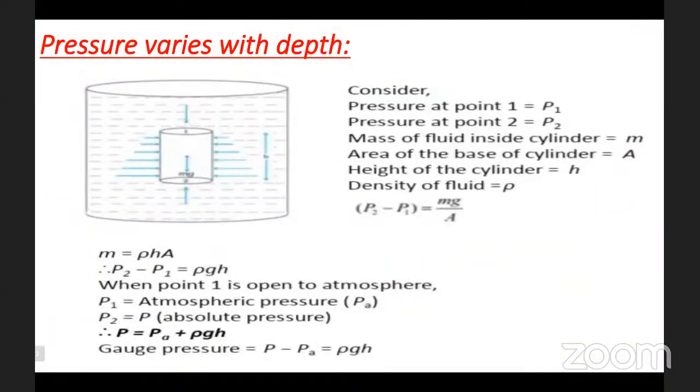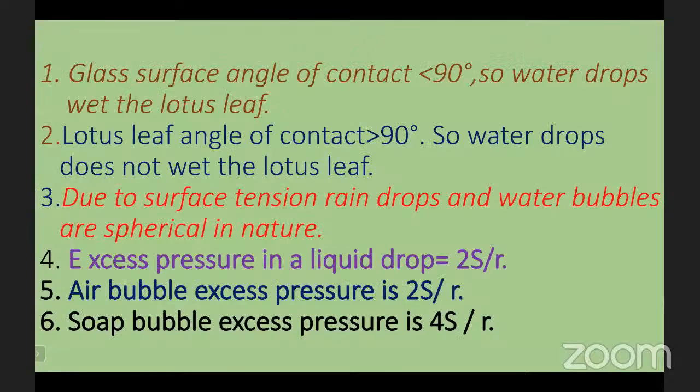Pressure and depth. Consider the pressure at point 1, see the diagram, P1, and at point 2, P2, the mass of fluid inside the cylinder M, the area of the base of the cylinder A, the height of the cylinder H, and the density of the fluid rho. So what is the principle? P2 minus P1 equals mg by A. M is rho HA, and P2 minus P1 equals rho GH. When point 1 is open to the atmosphere, P1 equals atmospheric pressure and P2 equals absolute pressure. P equals PA plus rho GH. This is called gauge pressure: P minus PA equals rho GH.